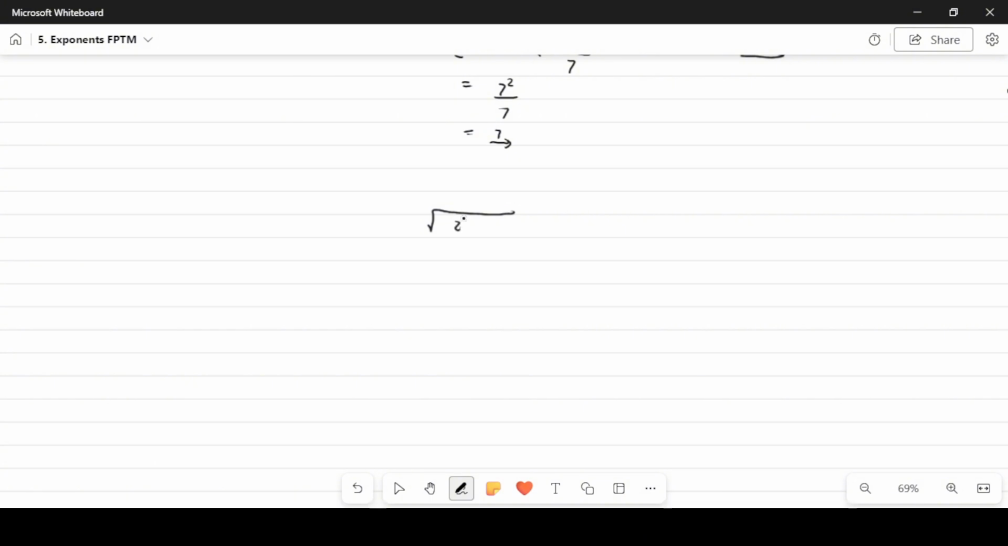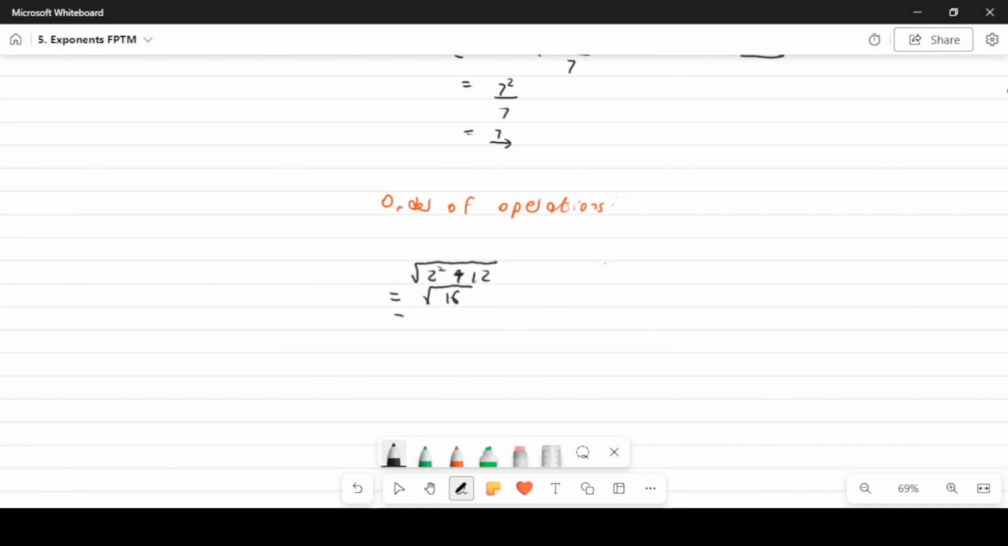So if I have 2 squared, okay, so let's say that we have the square root of 2 squared plus 12. Then you have to treat the radical sign as a grouping symbol. So you have this big bracket here. Solve what's within the brackets first. So this will break down to 2 squared is 4. 4 plus 12 is 16. And the square root of 16 is 4. Straightforward idea. Right? Just treat the radical sign as a bracket. Solve what's within the brackets first before you start working what's outside the bracket.